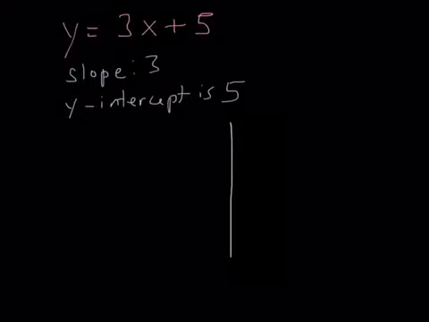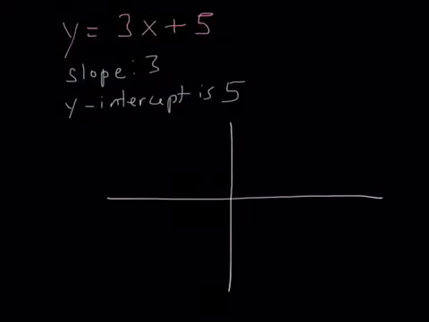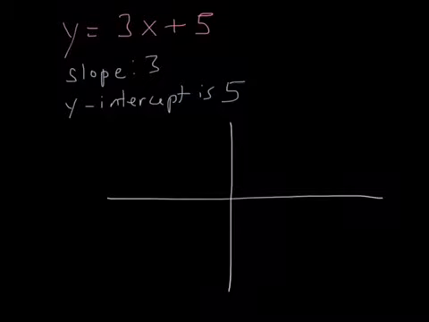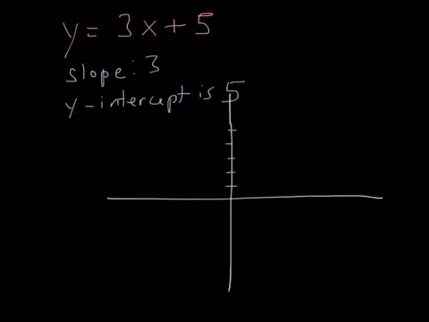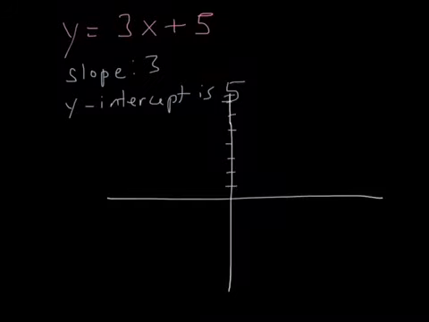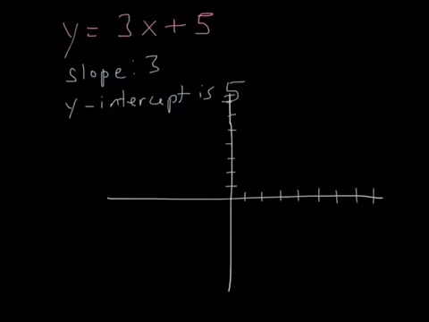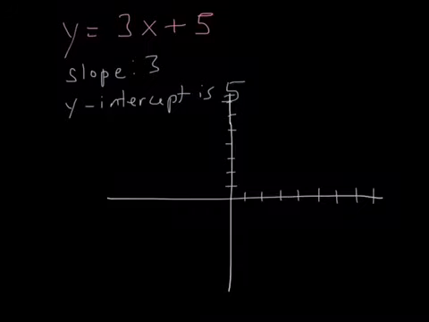So let's make a coordinate plane here. We've got 1, 2, 3, 4, 5, make this a little bigger, 6, 7, 8, 1, 2, 3, 4, 5, 6, 7, 8. And to start to graph this, we can put a point straight on the y-intercept of 5, 1, 2, 3, 4, 5.